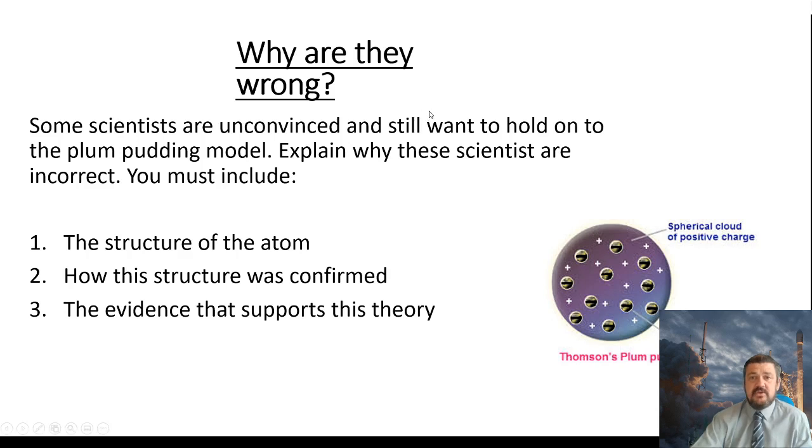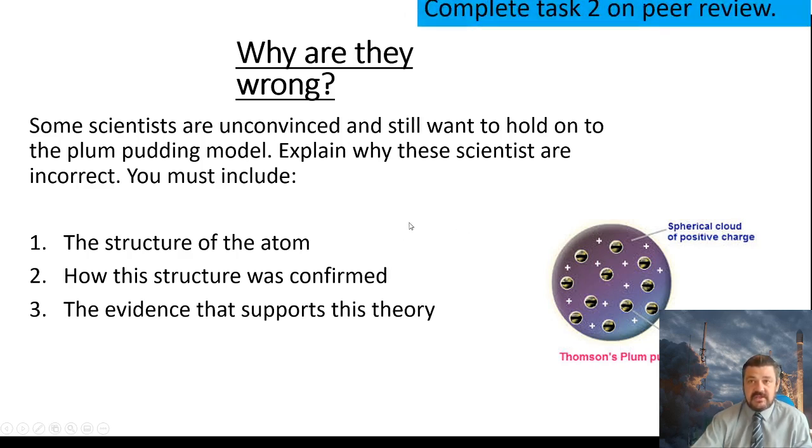So, your next task. Some scientists are unconvinced and still want to hold on to the plum pudding model. Explain why these scientists are incorrect. You must include in your answer the structure of the atom, how this structure was confirmed by Rutherford, and the evidence that supports this theory. So we've got a little diagram there. If you want to go back to the previous slides for help, feel free to do so. So press pause on your video and complete task 2 on peer review. Press play when you're ready to continue.